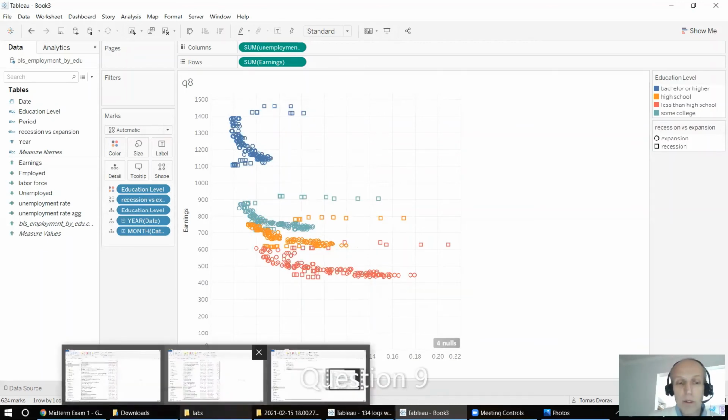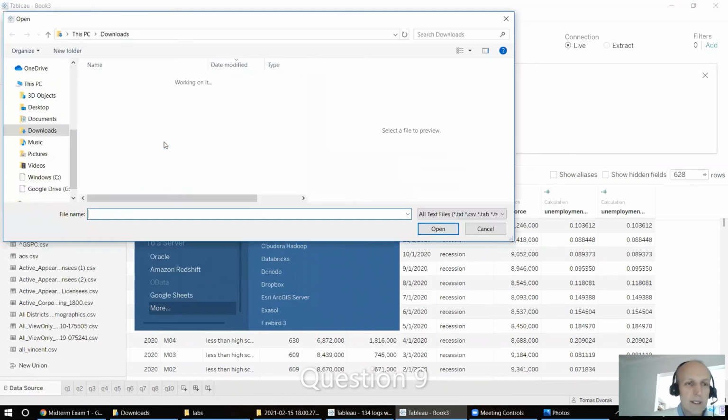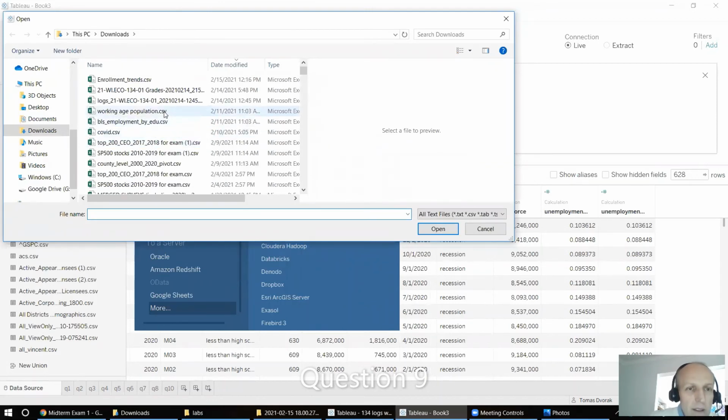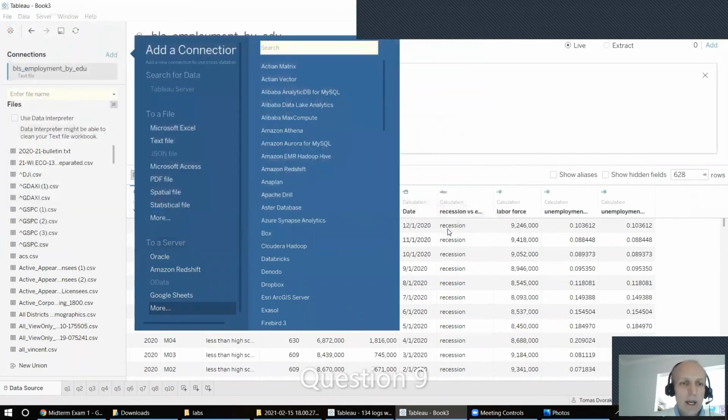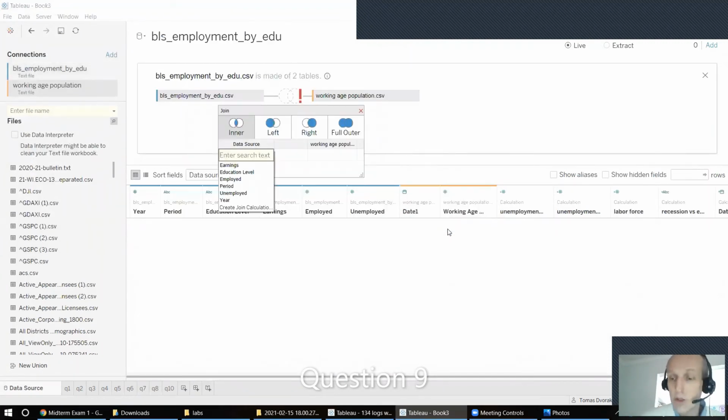In question 9, we're supposed to join this data with data on working population. So I'm going to add that connection. It's a text file. It is working age population. The working age population is annual data. So for each year, I just have one observation for population, and it doesn't even go to 2021. And how can we join it with our monthly data on unemployment?